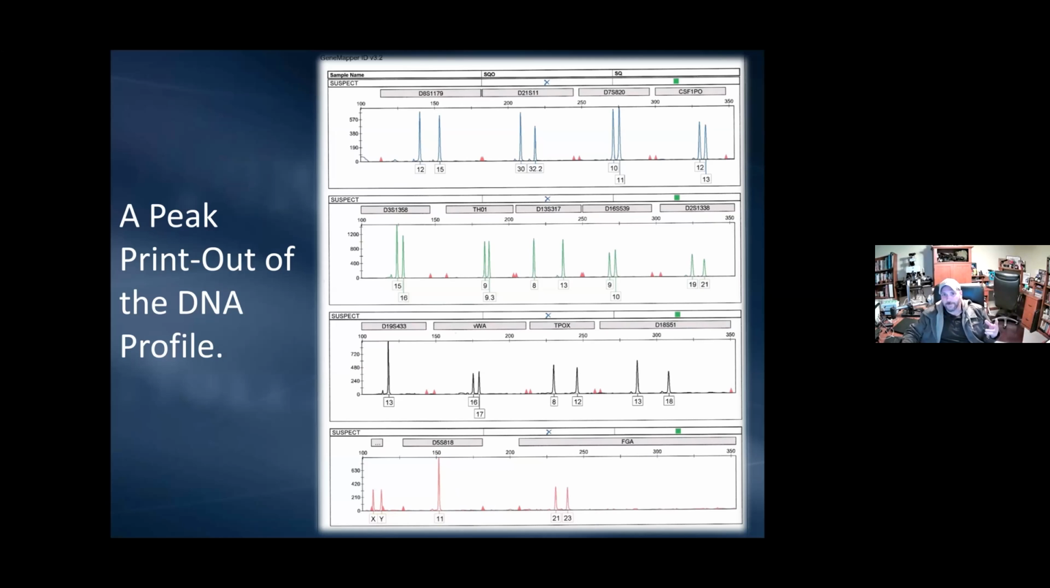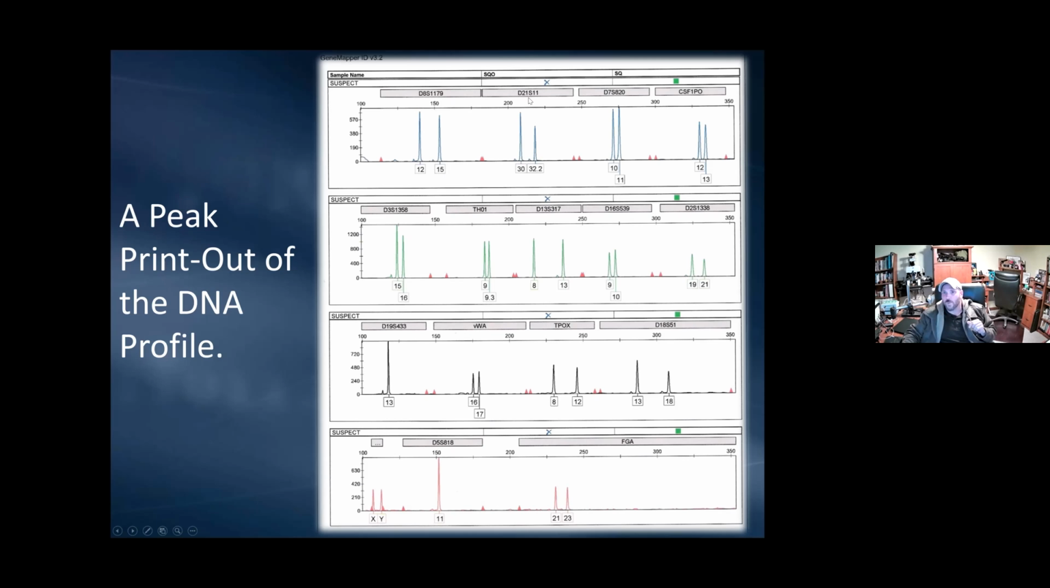And each point is called a locus, and plural is loci. And so as you look at this chart here, at the upper left, you can see there's a 12 and a 15. Those two together are at one locus, and this locus is identified as Delta 8 Sierra 1179. Okay? That's a spot that we can reproducibly go back to in every human being's DNA and look at how many times the alleles repeat. So see the 12 and the 15, that's how many times they repeated at that specific point.